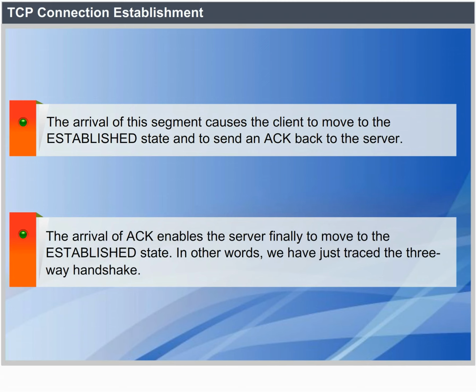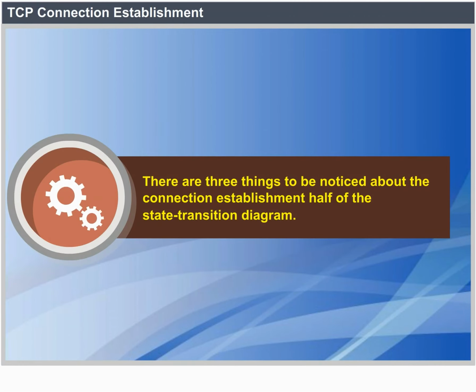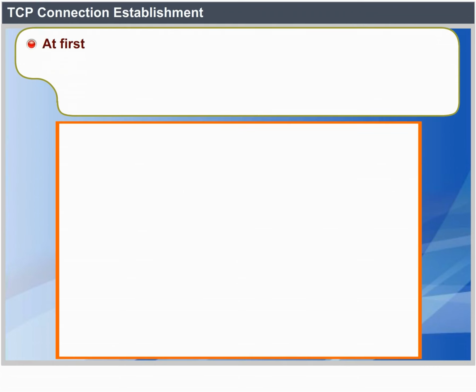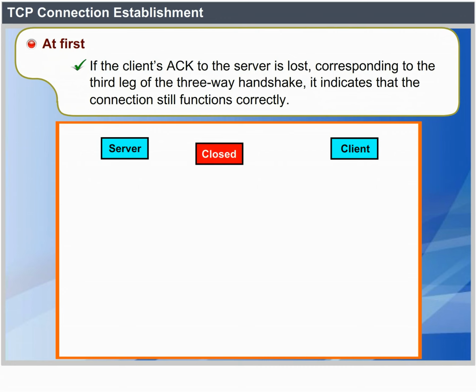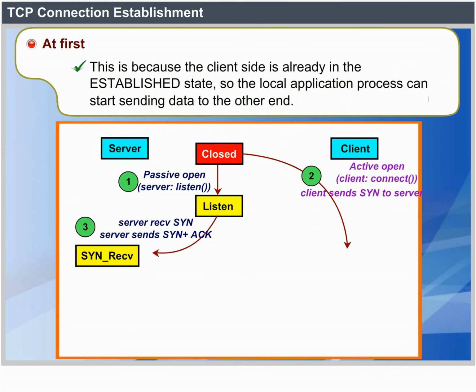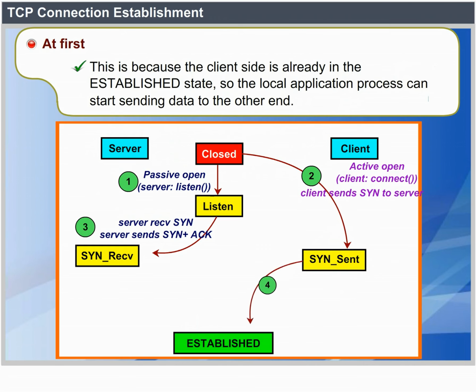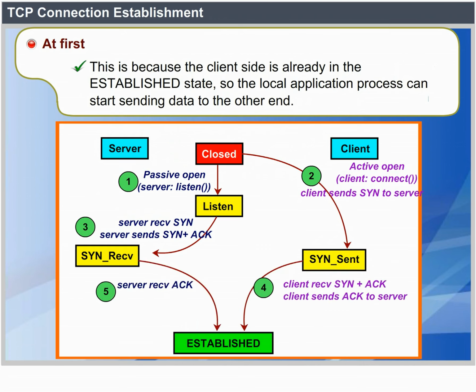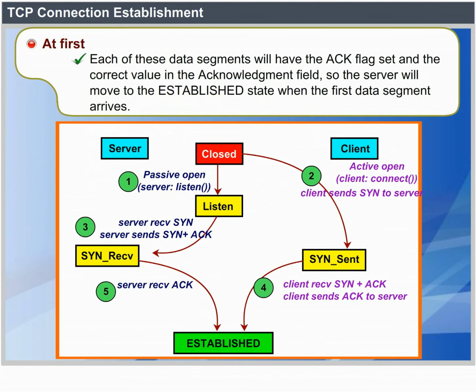There are three things to notice about the connection establishment half of the state transition diagram. First, if the client's ACK to the server is lost, corresponding to the third leg of the three-way handshake, then the connection still functions correctly. This is because the client side is already in the established state, so the local application process can start sending data to the other end. Each of these data segments will have the ACK flag set and the correct value in the acknowledgement field, so the server will move to the established state when the first data segment arrives.